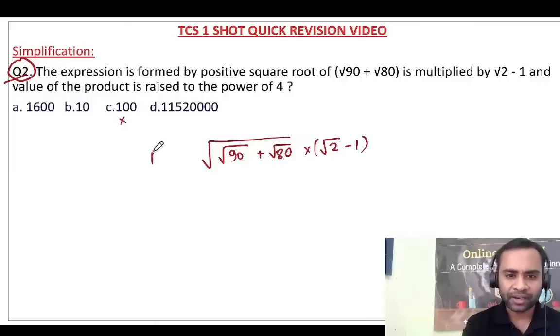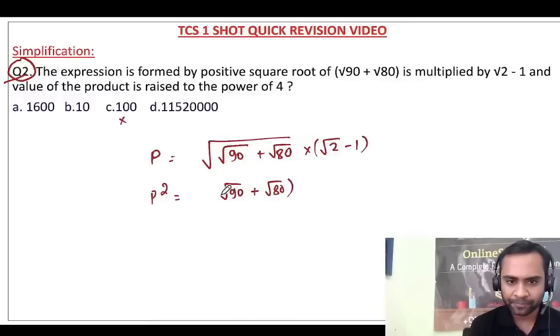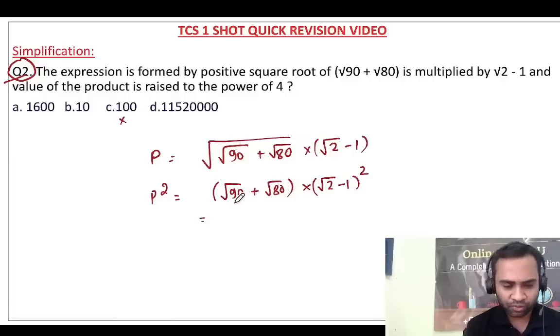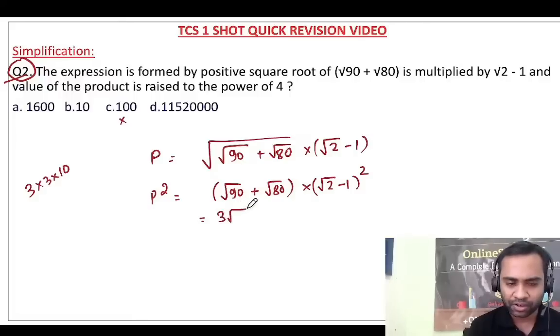Okay. Now I will assume this is nothing but P. So I will make P square. P square means the square root will go away. So it will become like this, into square root of 2 minus 1 square, right? Okay. So square root of 90, how can you write? We know 10 is there in this. So square root of 9, 3 into 10. So I could write 3 root 10, right?